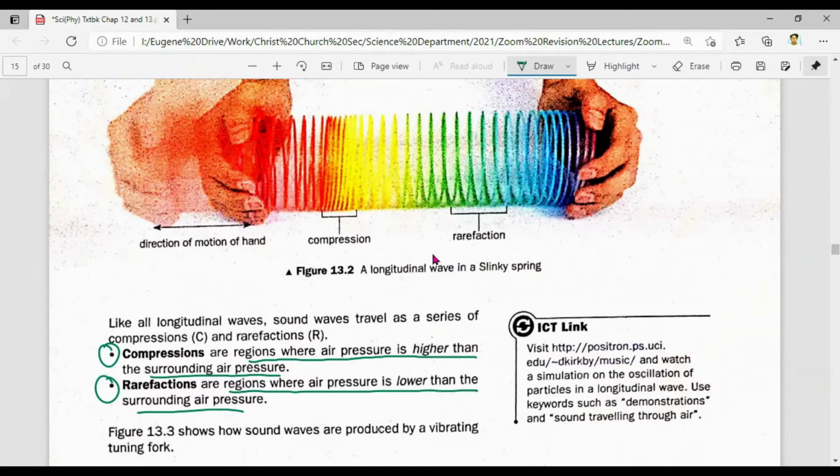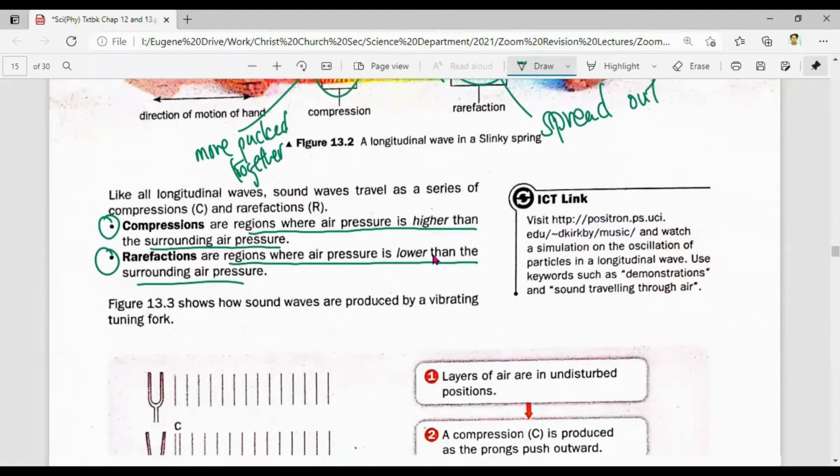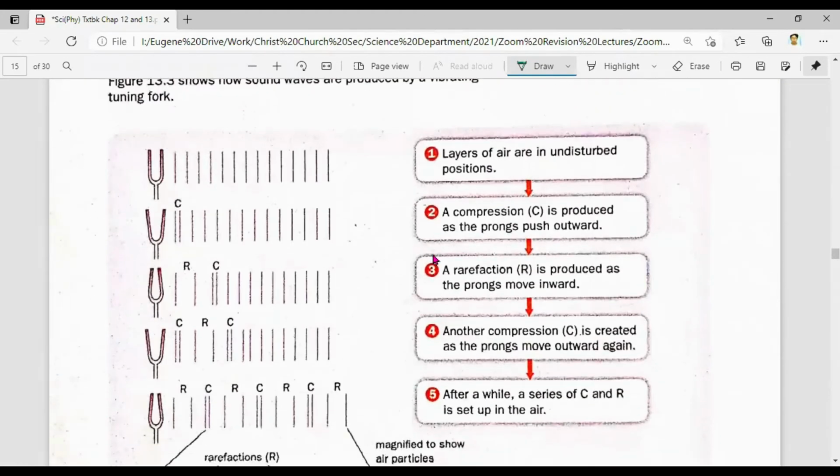So if you look at the diagram here, you can see that the rarefaction is more spread out. And because it's more spread out, obviously the air particles are more spread out, and if the air particles are more spread out, the pressure tends to be lower. Whereas if you have a region of compression, it's more packed together, more compressed together. So obviously if the particles are more compact, this will cause a region of higher pressure. So this is a little description of how the series of compressions and rarefactions is formed.